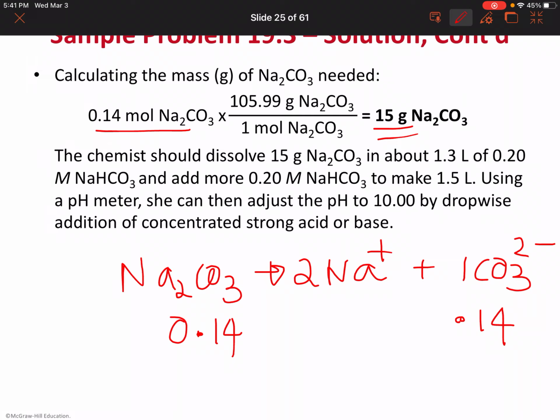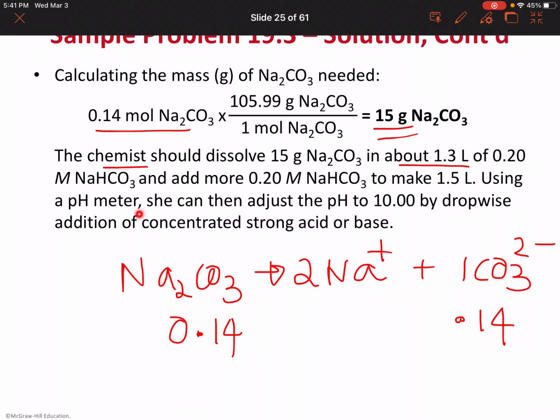We wanted to find the mass of sodium carbonate that we need to add in order to prepare this buffer. So the chemist, just like one of you, should dissolve 15 grams of sodium carbonate in about 1.3 liters of 0.2 molar sodium bicarbonate and add more 0.2 molar sodium bicarbonate to make 1.5 liters. Normally we don't add all the volume first. First you add less than the required volume, you dissolve your solid, and then top it up until it becomes 1.5 liters.